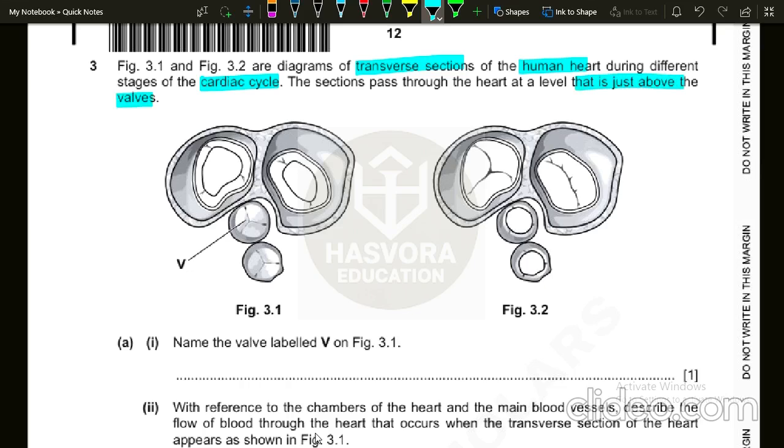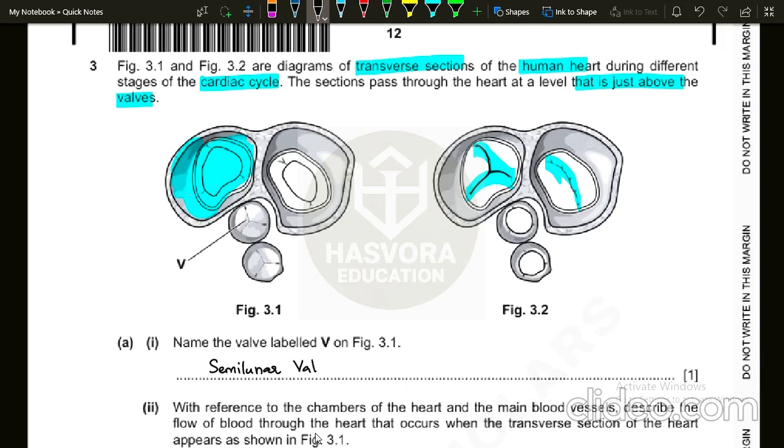Name the valve V. You can clearly see that these valves are larger in size, and when they close, you can see three lobes, three different lines. This means this will be a tricuspid valve and this will be a bicuspid valve. The smaller ones will be the semilunar valves, placed between the ventricles and the aorta, or the right ventricle and the pulmonary artery. So this will be semilunar valves.